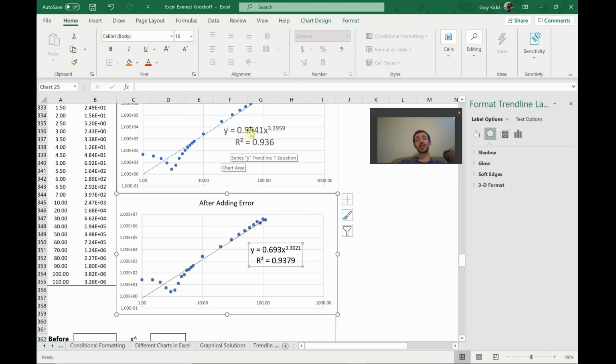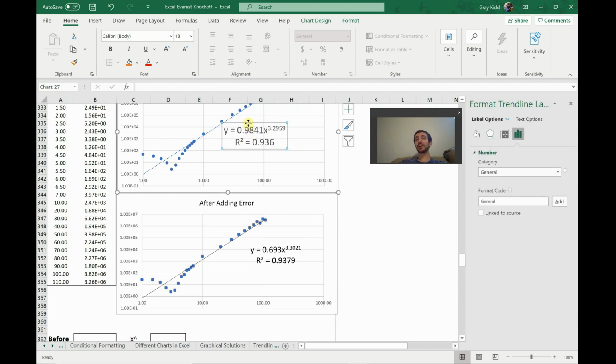Next time we're going to jump into something completely different. We're going to learn about exponential and then logarithmic functions.